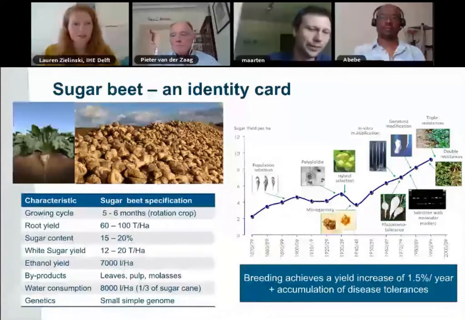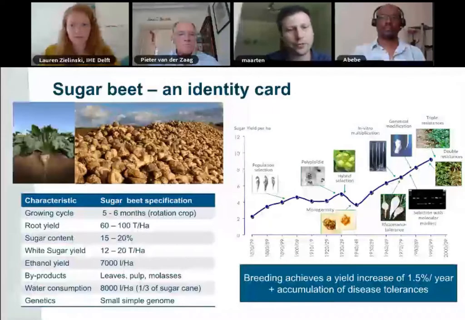So sugar beet, it's not a perennial crop in contrast to sugar cane. So it's sown and then 5-6 months later, the roots are harvested, piled up, as you can see there on the picture, and transported to the factory and processed for sugar extraction. Yields typically are 80 to 100 tons of root yield per hectare, and in some regions up to 140 tons, and in more stressful regions a little bit less.